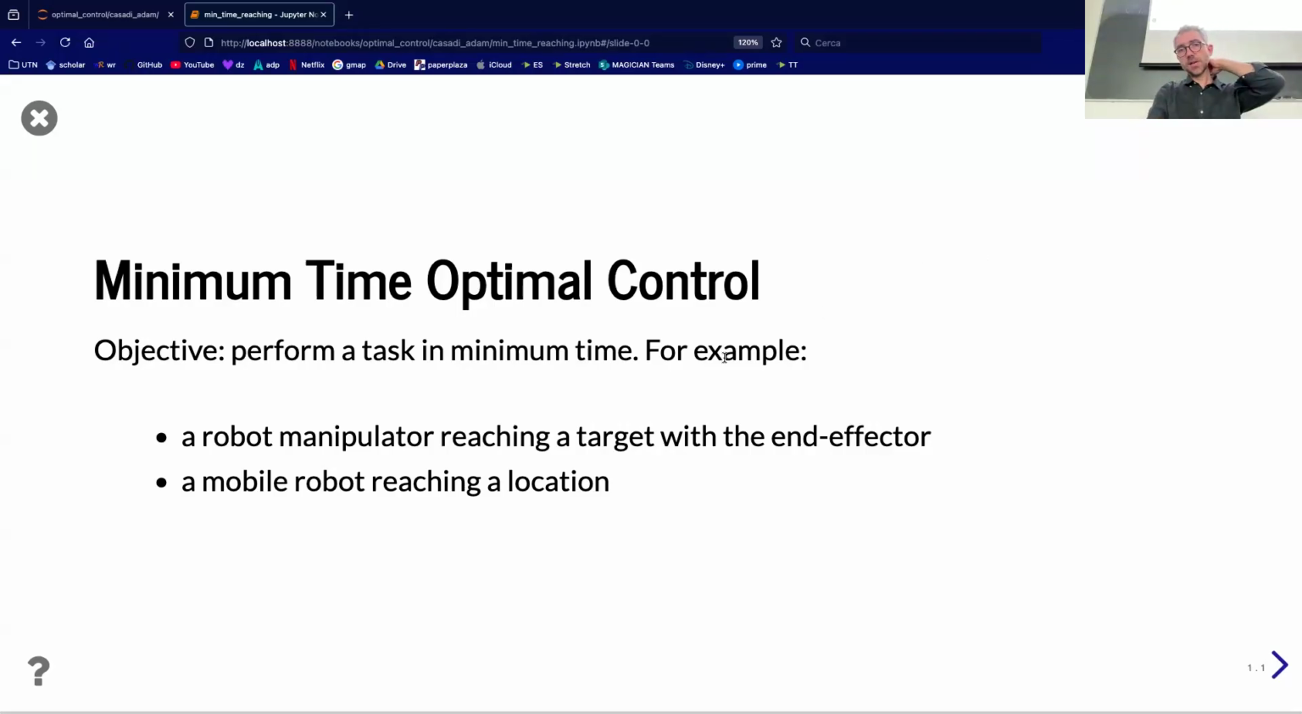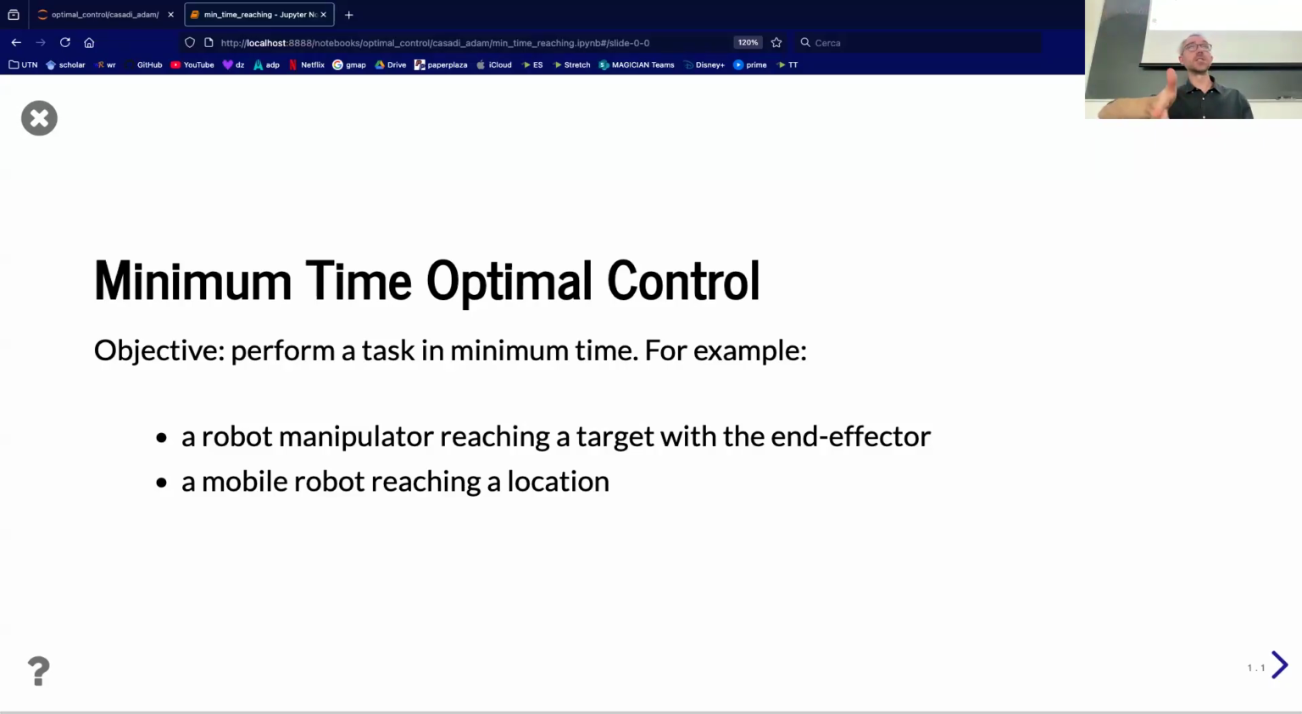Okay. Now let's talk about minimum time optimal control. We have only half an hour, but I think we can make it. So this is another example of an application that is very often needed for practical purposes because you maybe have a robot manipulator that needs to reach a target and you want the robot to reach that target in minimum time. Or you have a mobile robot like a unicycle, and again, you want to reach a certain location in the environment and you care about reaching it in minimum time.